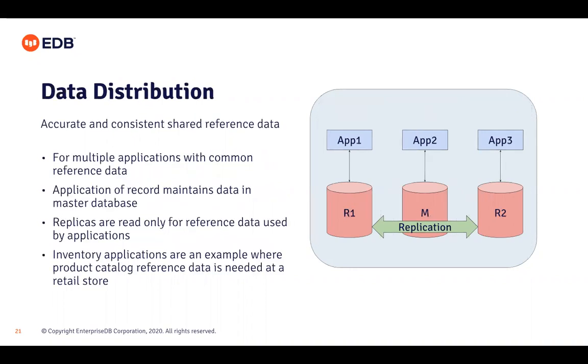And then finally, a data distribution use case. This is more of a classic single master replication scenario where I have some shared reference data, or some organizations call it master data or golden data. This information is managed through a system of record or application of record, and then that data is shared with other applications.